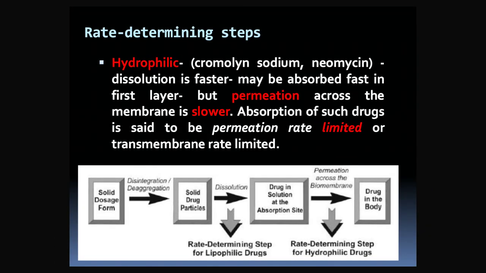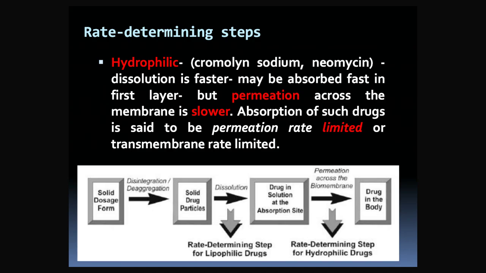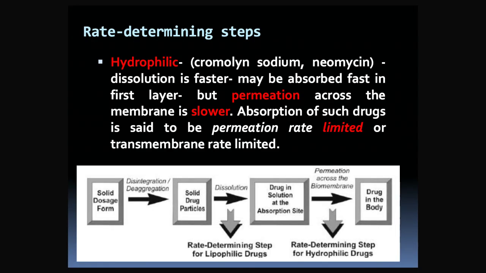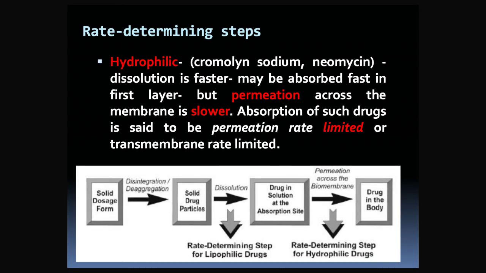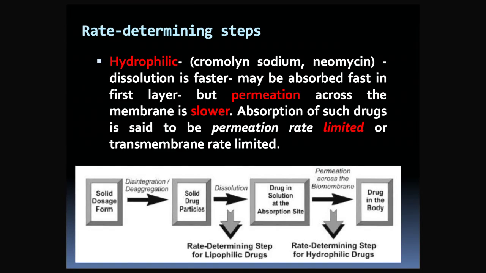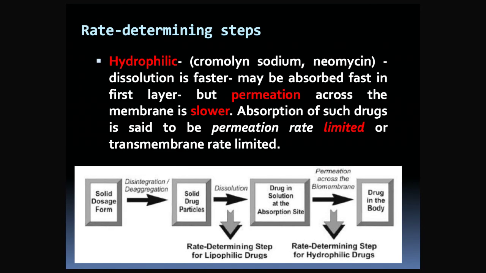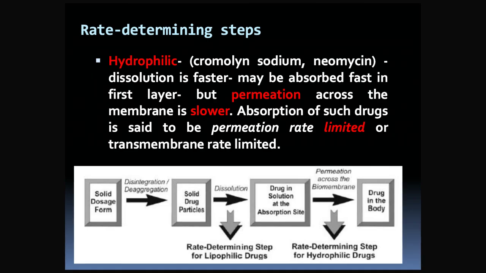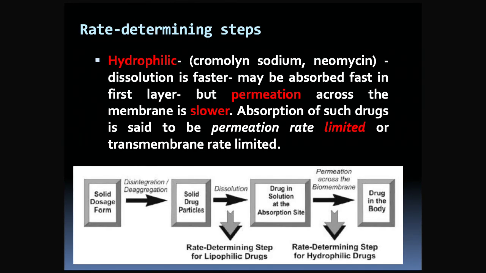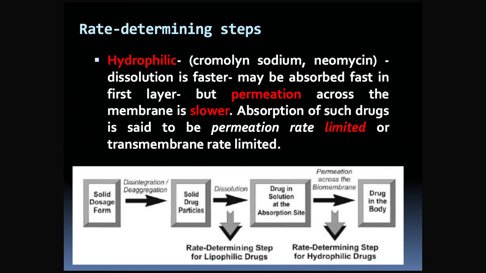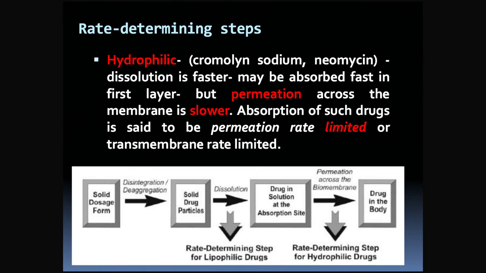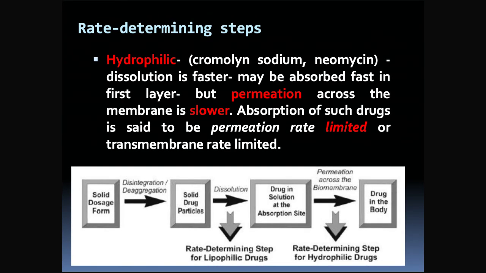Focus your attention on hydrophilic molecules such as cromolyn sodium, which transition into a dissolved state with high velocity, but then encounter a major kinetic obstacle at the biological membrane. Because these molecules favor aqueous environments, they struggle to diffuse through the hydrophobic lipid bilayer, shifting the rate-determining step to this final stage of permeation.